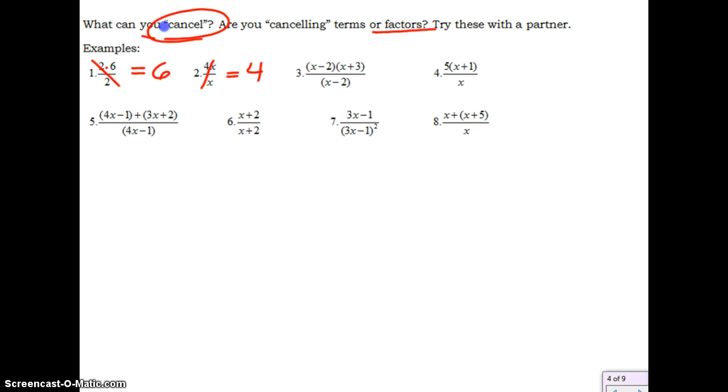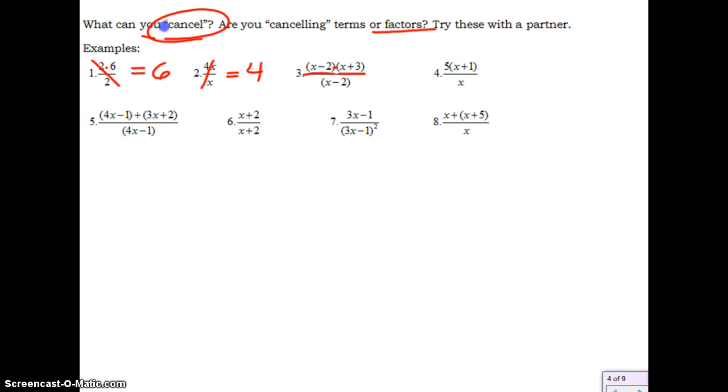If I look at number 3, I have 2 factors in the numerator. X minus 2 is multiplying by x plus 3. So even though I can see addition and subtraction symbols, they're inside the parentheses, so they're part of the factor. X minus 2 is one factor, and x plus 3 is the other factor. I have the same factor in the denominator.